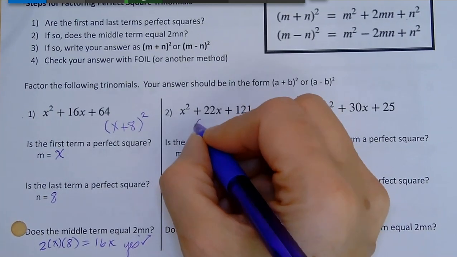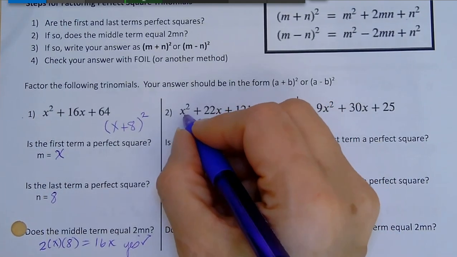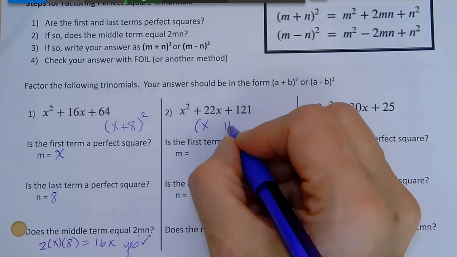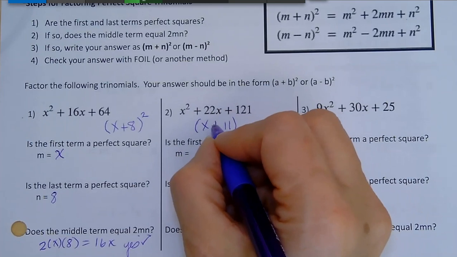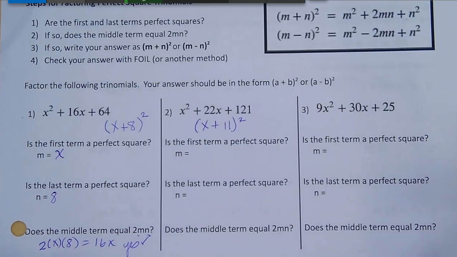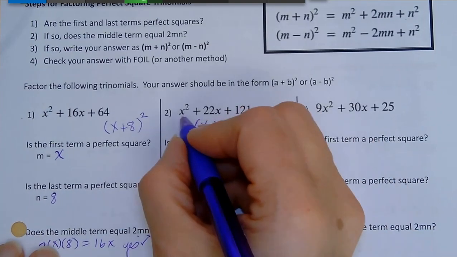So I know that I can take the square root of the first term, and I can take the square root of the last term. I have a positive, or I'm adding my middle term, so I'm going to add here, and I square that binomial. Once more, was that first term a perfect square? Yes.